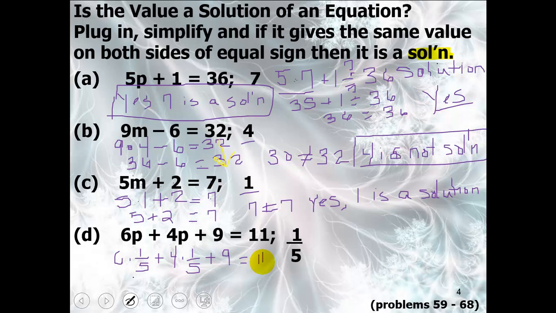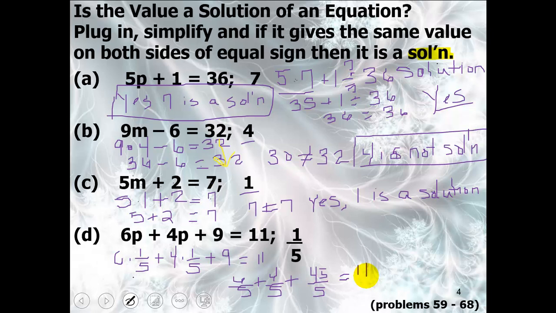So 6 times 1/5, remember I just multiply my tops together, right? So I have 6/5 plus 4/5 plus, now I'm going to go ahead and write 9 in terms of fifths. In order for 5 to be on the denominator, because right now there's a 1, I have to multiply 9 by 5. So that gives me 45 fifths. And I want that to equal 11.